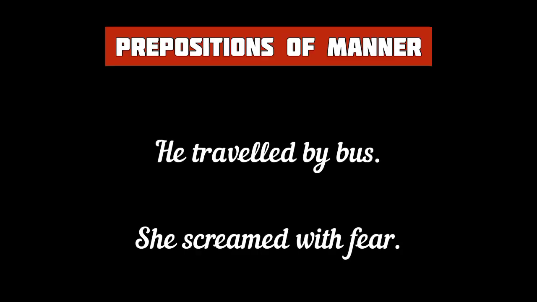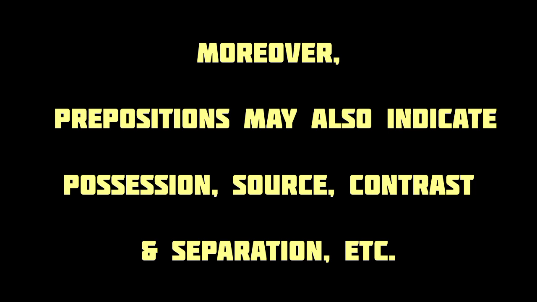Next, we have prepositions of manner. He travelled by bus. Here, by is the preposition of manner showing the manner or mode of his travelling. She screamed with fear. Here, with is a preposition of manner used to show the manner in which she screamed. So these two prepositions of manner express the relation of manner between their respective nouns and the verbs in the sentence. In addition, prepositions may also indicate possession, source, contrast, and separation, etc.